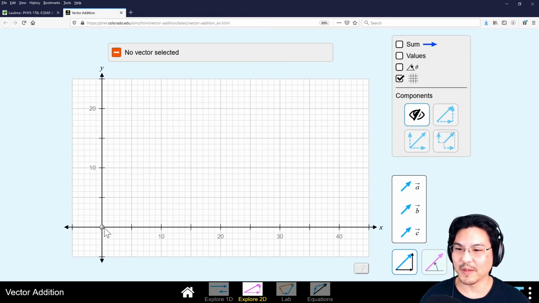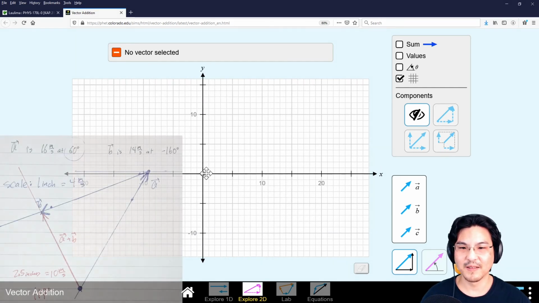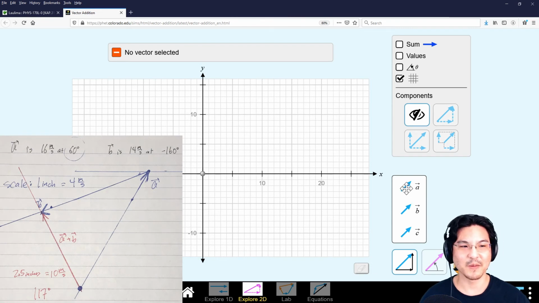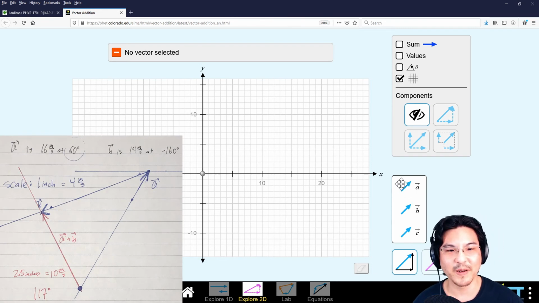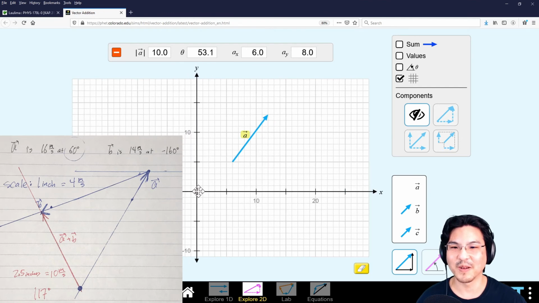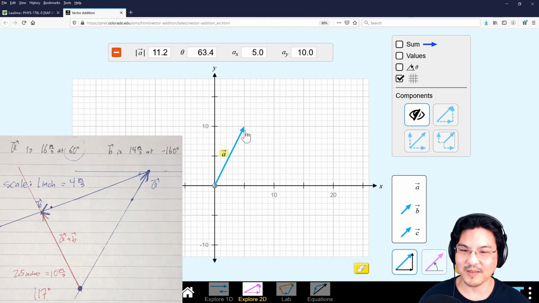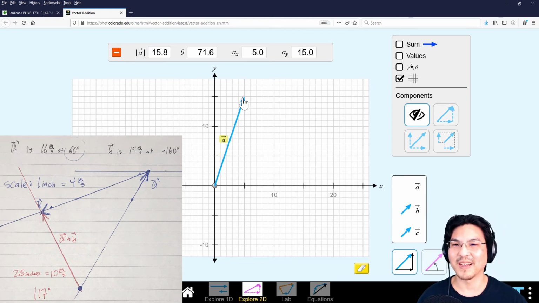Okay, so let's try that same example, the first example. So it was 16 at 60 degrees. So I'm gonna grab this vector A over here, just put it here at the origin. And here you can move the coordinate system around. Okay, so you just drag, and then watch up here. This is the magnitude and the direction, and we want 16 at 60. And we can't get it exact, but just for practice, so you get a feel for what's happening.